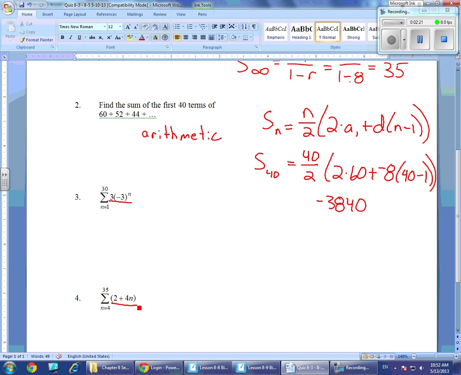Okay, next one. This is using that sigma notation, but take a look at the formulas they give you. Okay, those two formulas, the top one looks like a geometric explicit formula, and the bottom one looks like an arithmetic explicit formula. So when I do these calculations, since it's sigma, I'm adding up all the terms. This is a geometric series. Okay, and then the guy on the bottom is an arithmetic series.